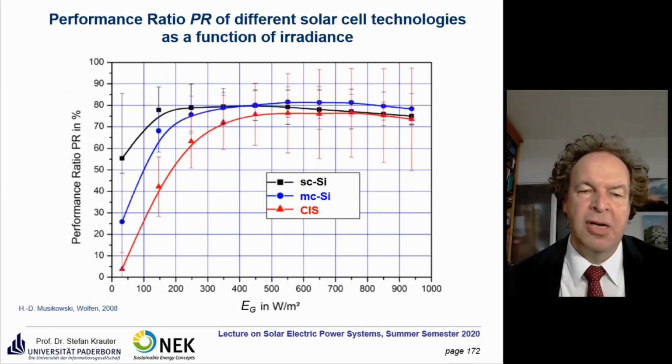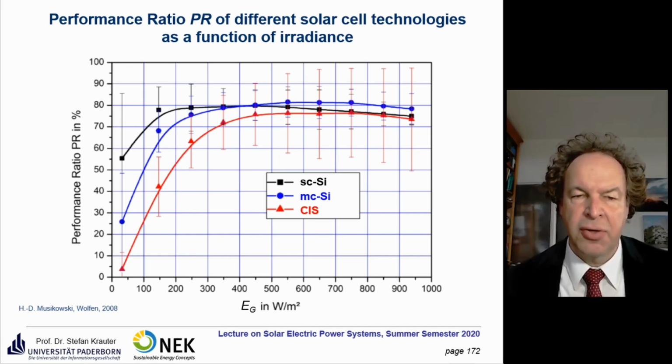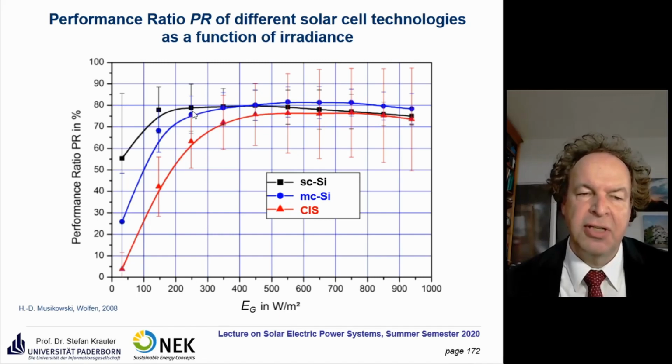Here you see an example of some photovoltaic technologies and how they perform at different irradiance levels. The y-axis is the performance ratio. Standard test conditions are 1000 watt per square meter, and you see here, for example, single crystalline, the black line, performs quite well. So the low light effect isn't very pronounced, while for the other two technologies, multicrystalline in particular, and CIS, you see a very pronounced weak light effect. So at very low irradiance levels, the performance ratio is quite low.